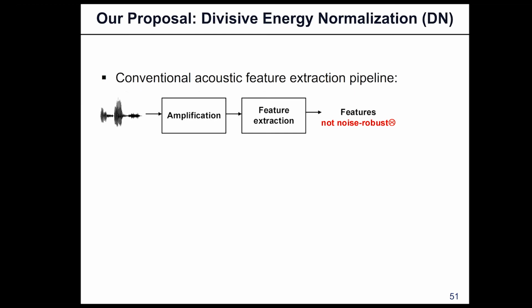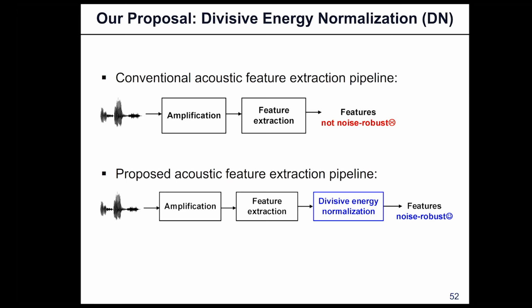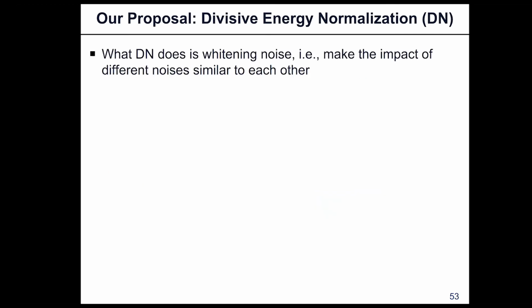So what we need to do, we believe, is put some additional stage after the feature extraction and before the classifier, so that it can try to make your features more robust across different noise. And the idea we came up with, this divisive energy normalization, was actually inspired by a biological system. So let me talk about this divisive energy normalization a little bit here. So what does this divisive normalization do?